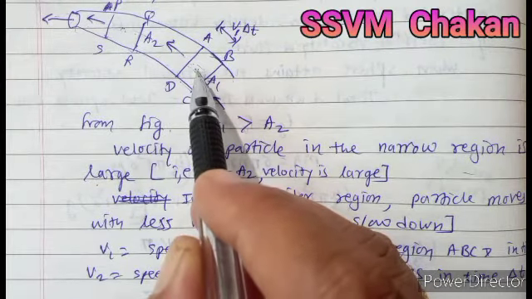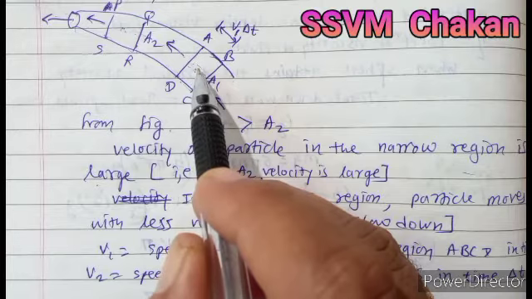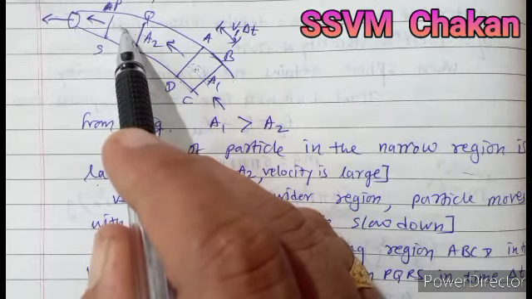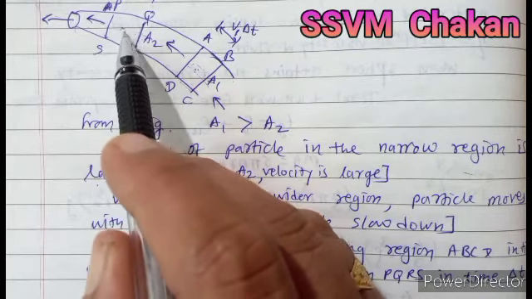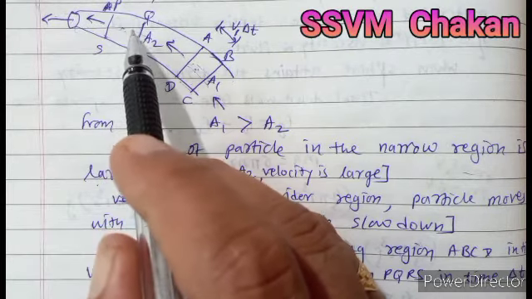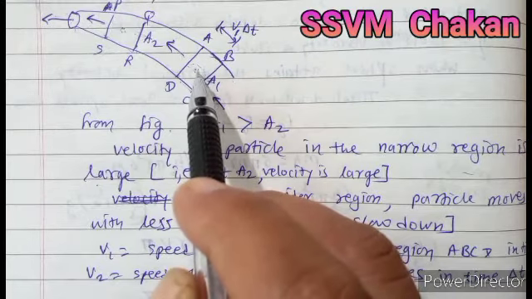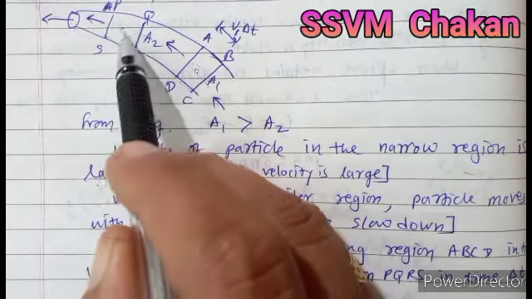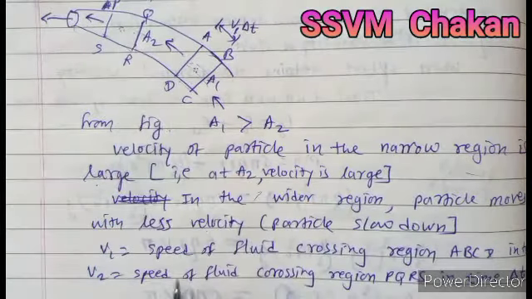But for every particle at this point the velocity remains constant, and for every liquid particle at this other point the velocity also remains constant. As you change the position of the point, the velocity changes. Here it is different, here it is different. But at this point the velocity of all fluid particles is constant, and at this point the velocity of all particles is constant.